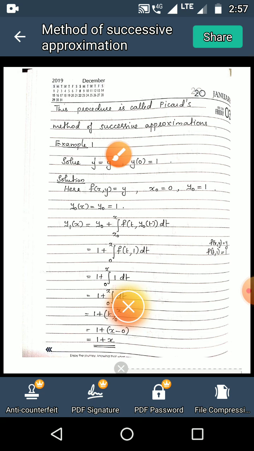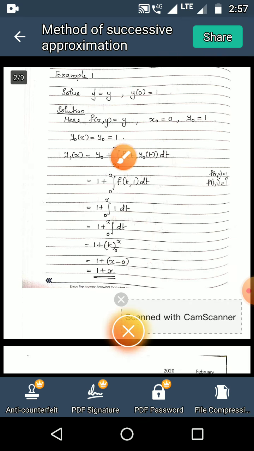Example: solve y dash is equal to y and y of 0 is equal to 1. From the general form, y dash is equal to f of x y, so here f of x y is equal to y, and the general form initial condition is y of x naught is equal to y naught. So x naught is here 0 and y naught is 1. We are starting the approximation. y naught of x is y naught, so y naught of x is equal to 1.